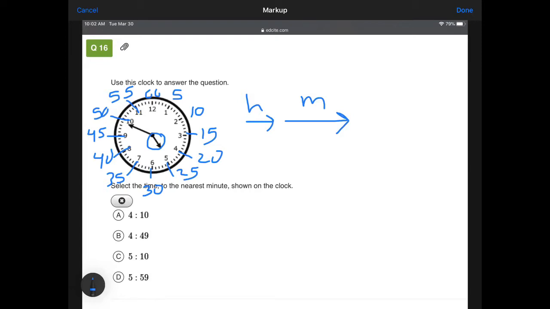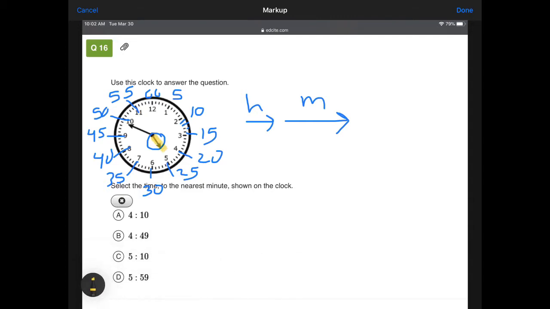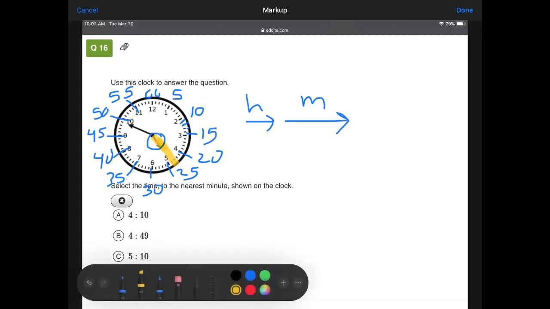And then you see there's little lines in between those counting by fives. Those are ones. So we want to look at our small hand first, and we want to see what number did it go past. Not what number is it closest to, what number did it go past. And it already went past the 4. We can see it's almost to the 5 o'clock.